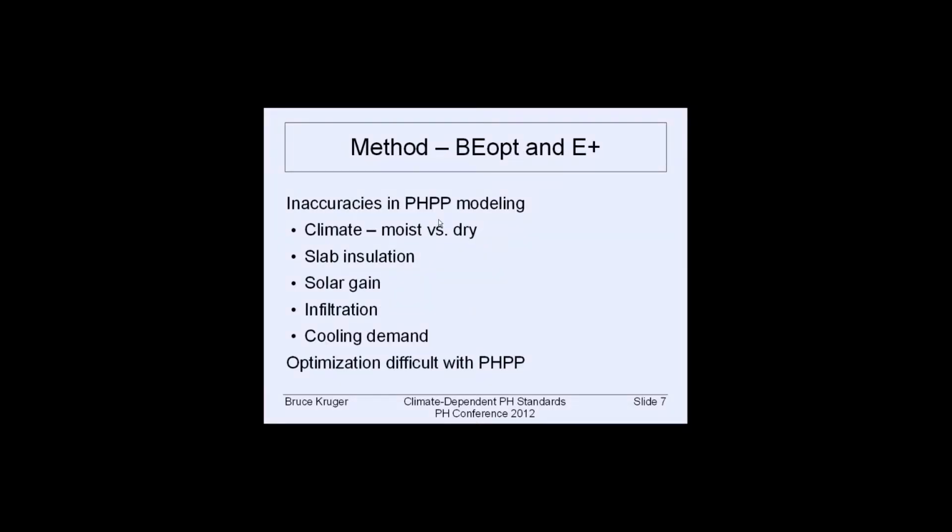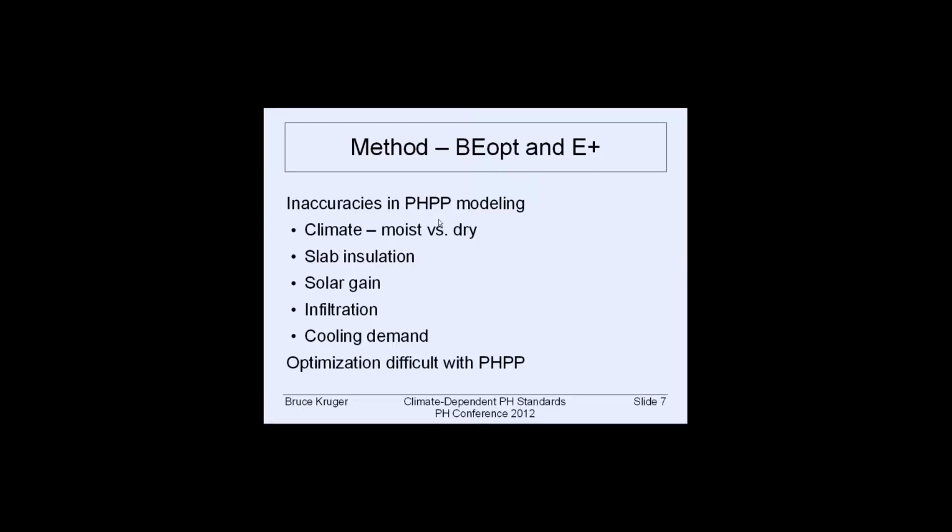All right, so I mentioned that I did not use PHPP for my computer simulations. There are two main reasons for that. One is that I did some extensive investigation into the accuracy of PHPP, comparing it to EnergyPlus simulations, which I believe is considered the industry standard, which has been extensively tested. And I found lots of inaccuracies in different areas.